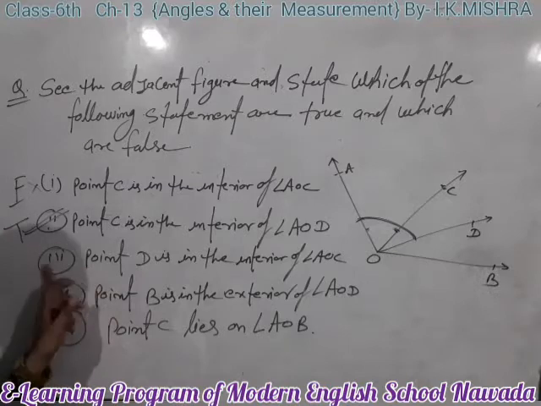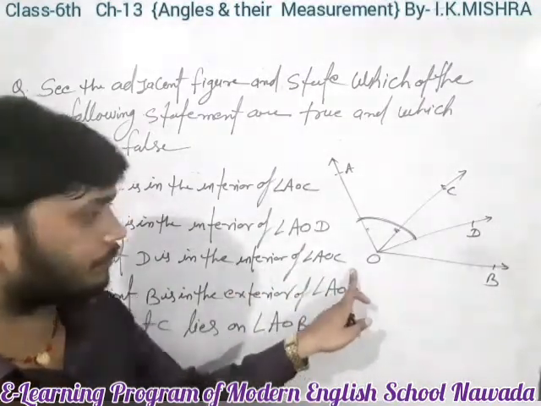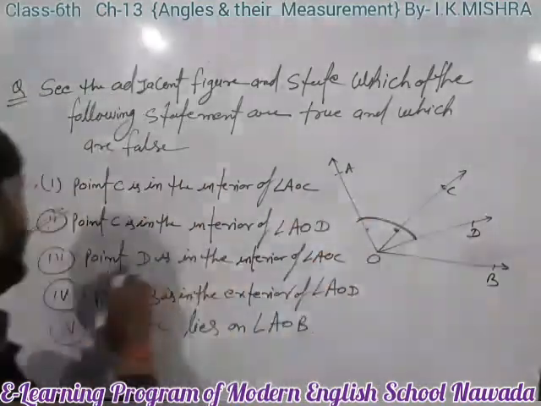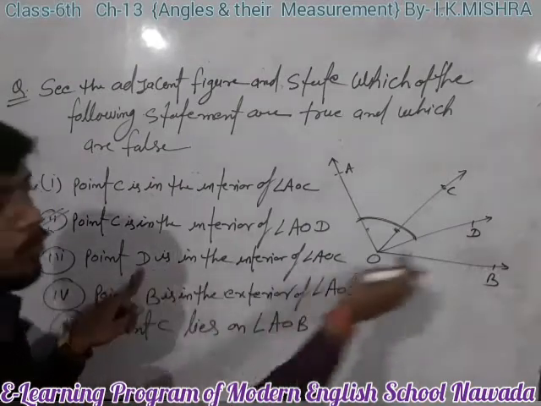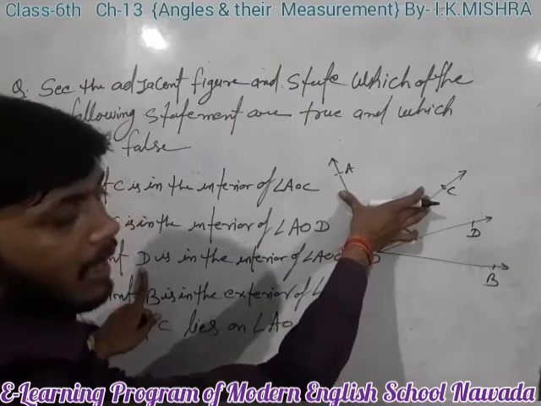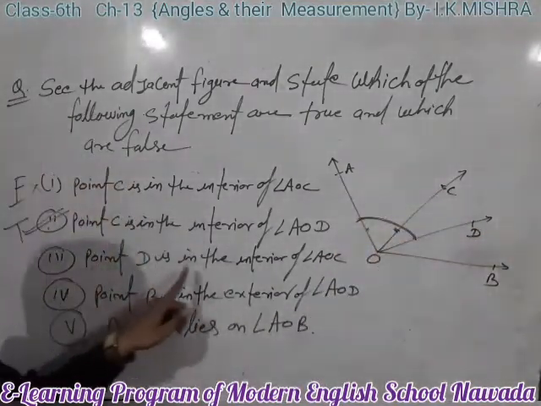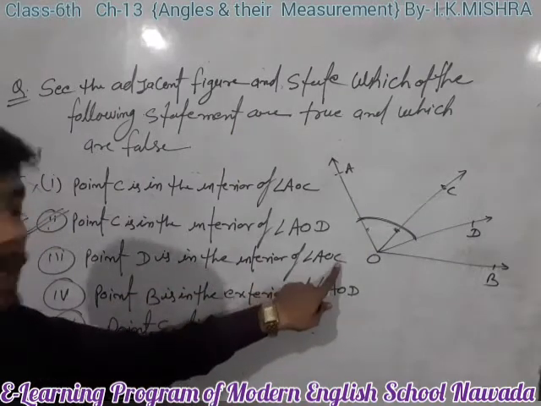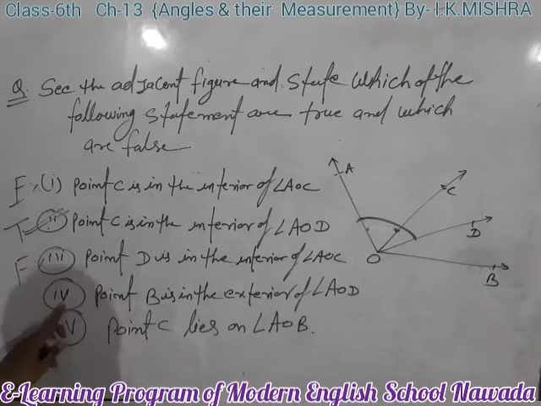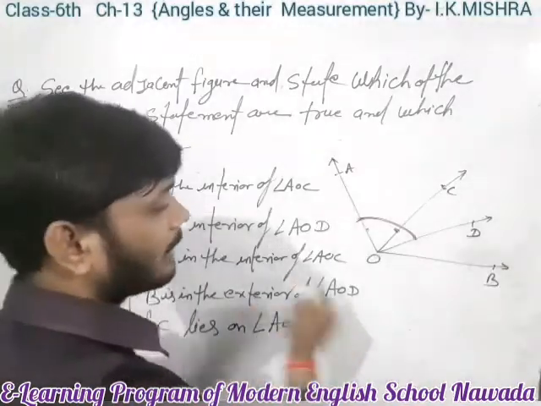Now students, in number 3, point D is in the interior of angle AOC. Here is angle AOC, and point D is outside the angle AOC. Angle AOC is this and point D lies outside the angle. So point D is not in the interior of angle AOC. This statement is false.